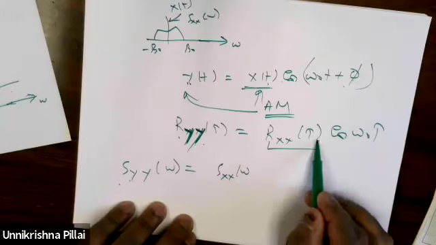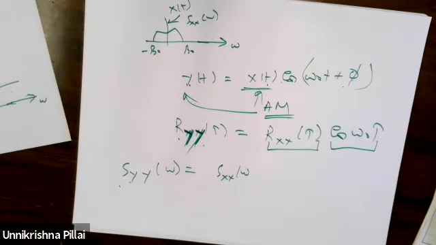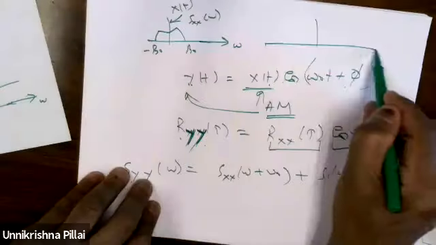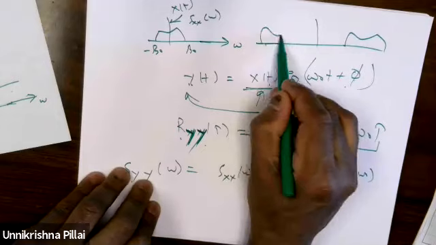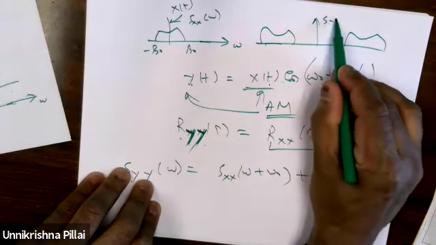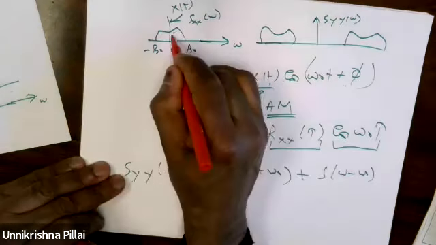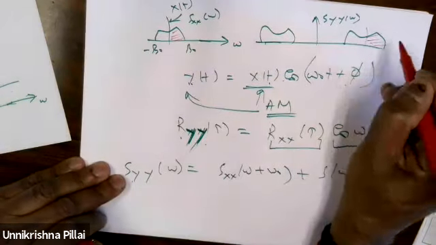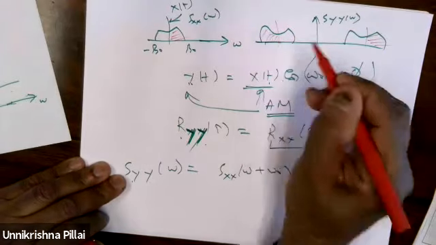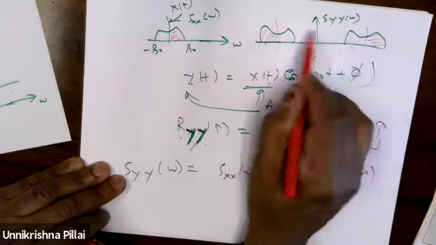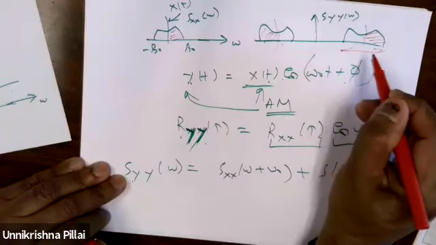SXX convolution. If you convolve a spectrum with the cos omega naught t, what do you get? Omega plus omega 0, minus omega minus omega 0. So you see, this spectrum becomes like this. This is SYY omega. Here you can see the good information is only on this side. So you can see the information is duplicated on both sides unnecessarily. So much bandwidth is taken.